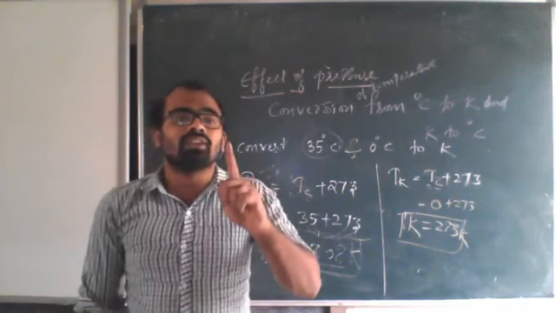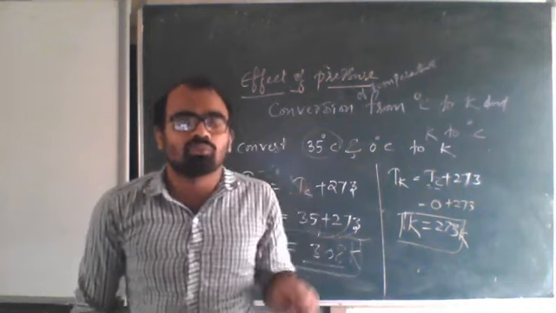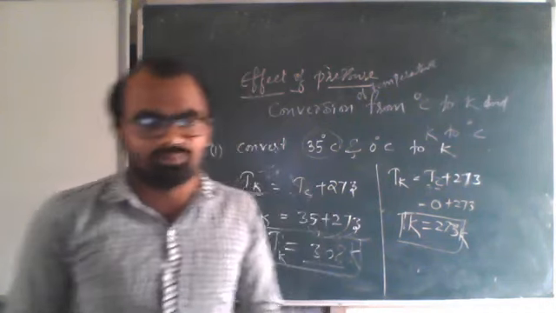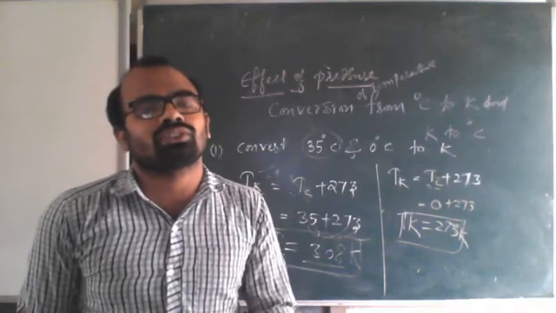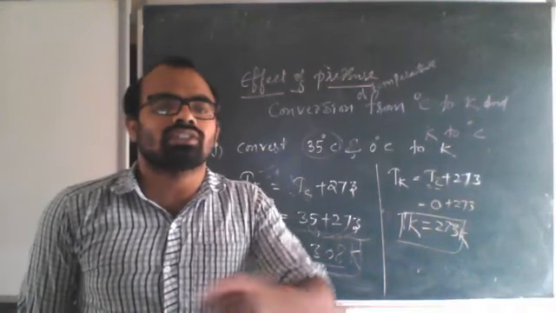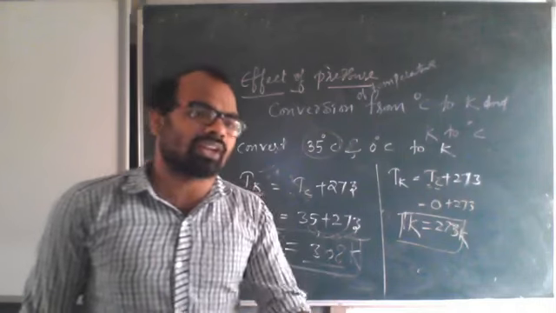So Kelvin is the big one. Kelvin should always be the larger number. So if you want it in Kelvin, just add 273 to it. If you want it in degree Celsius, just subtract 273 from it.